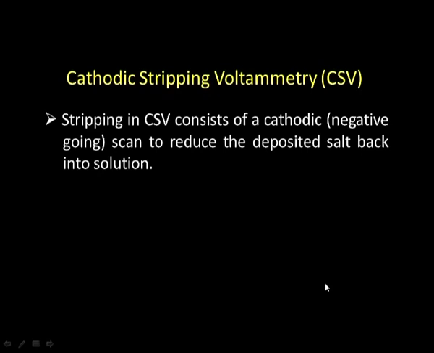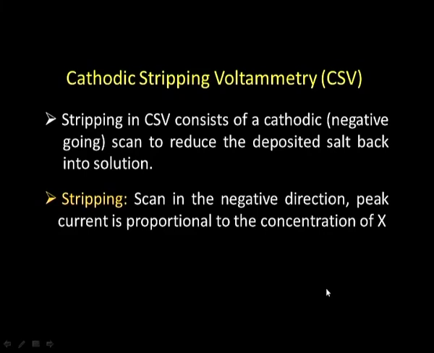Stripping in cathodic stripping voltammetry consists of a cathodic scan to reduce the deposited salt back into the solution. Then in the stripping process, scan in the negative direction, peak current is proportional to the concentration of X-. Hg2X2 plus 2 electrons gives 2Hg plus 2X-.